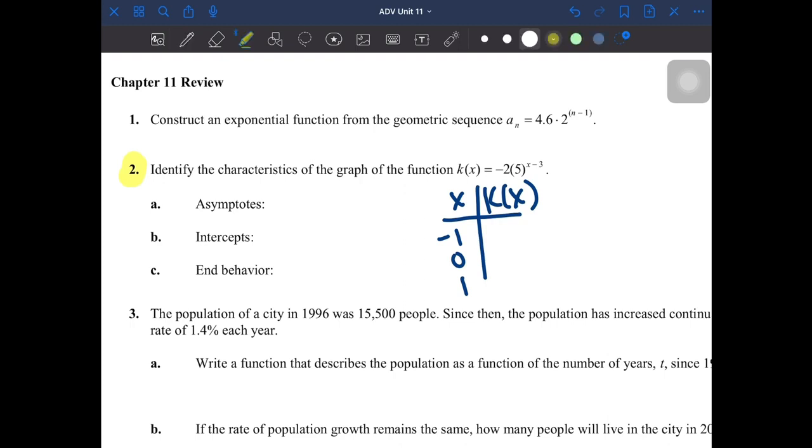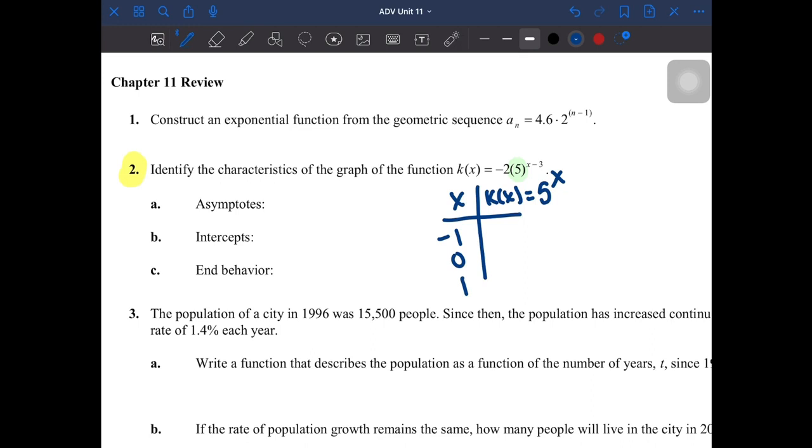Now, the way that you figure out the parent function is all you do is take this base and raise it to the x. So that means my parent function, and I'm just going to write it so you see it, is k of x is equal to 5 to the x. That's my parent function. It's just the base raised to the x, okay?